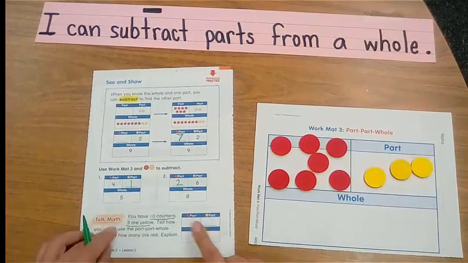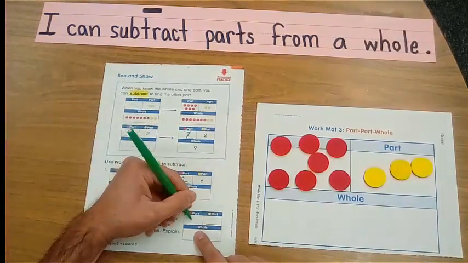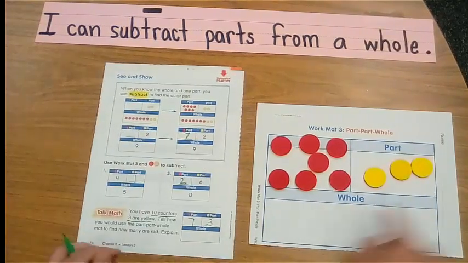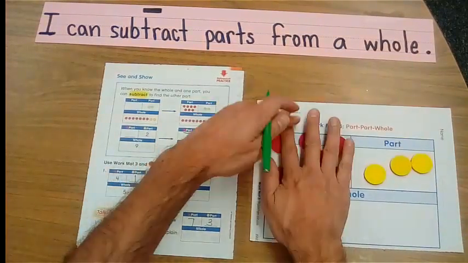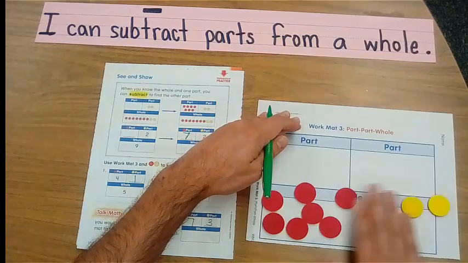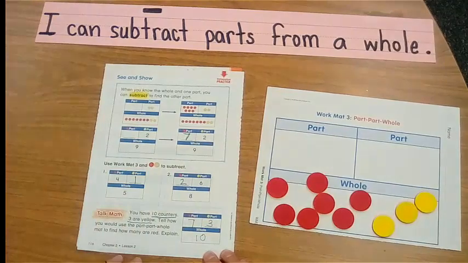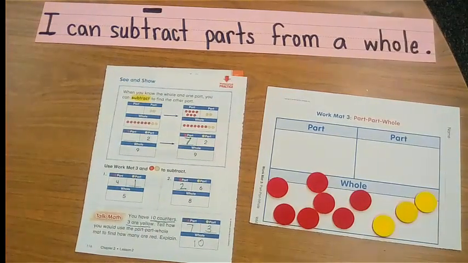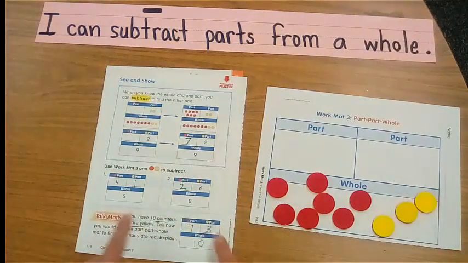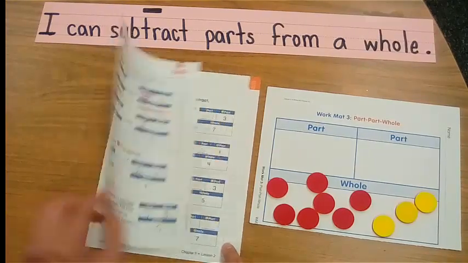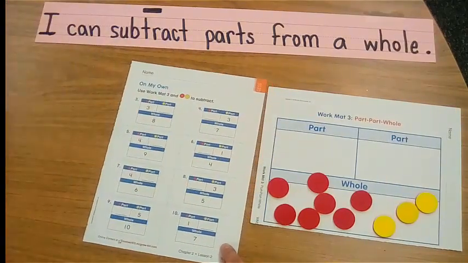So how should I fill this out? Well, I know I have 7 red. I know I had 3 yellow. And how many did I have when I had whole? Let's see. Well, that looks like 10. So I had 10. So that's how we would fill out this part whole mat when we know one of the parts in the whole. Okay, so let's move on to the next page.